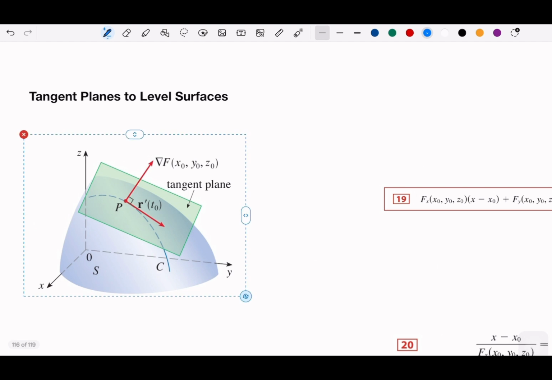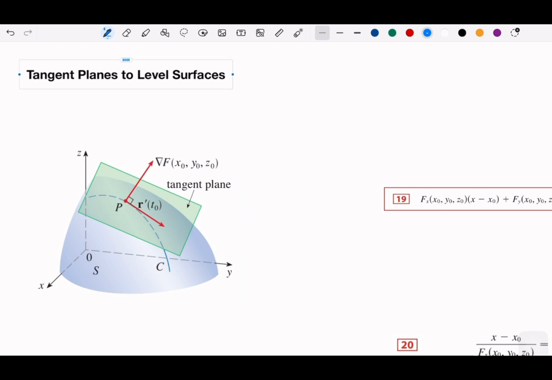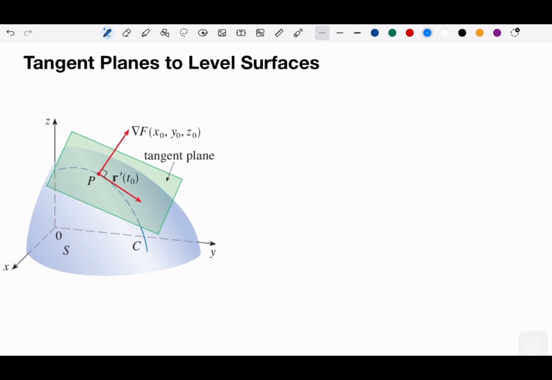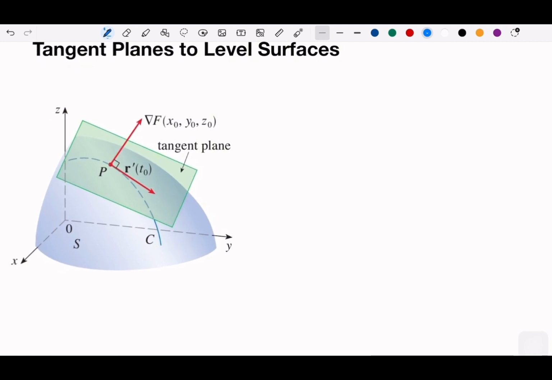Now let's start another topic. This is still in the directional derivative part. Let's look at the tangent plane to a level surface. Suppose that we have some surface S, which is a function of three variables equal to some constant k. If you remember, this is what we call the level surface. Depending on what constant it is, the value will define the contour. If you remember the maps, this is obviously pretty similar.